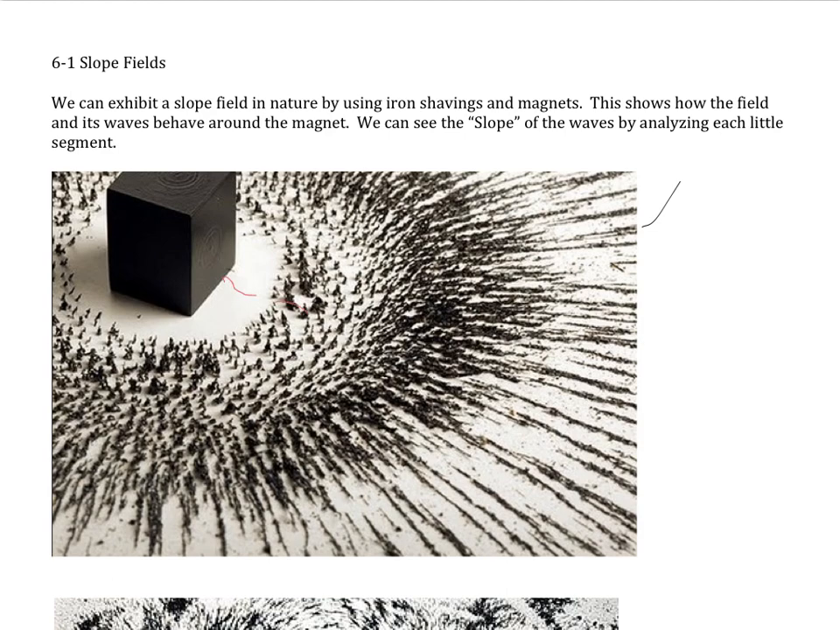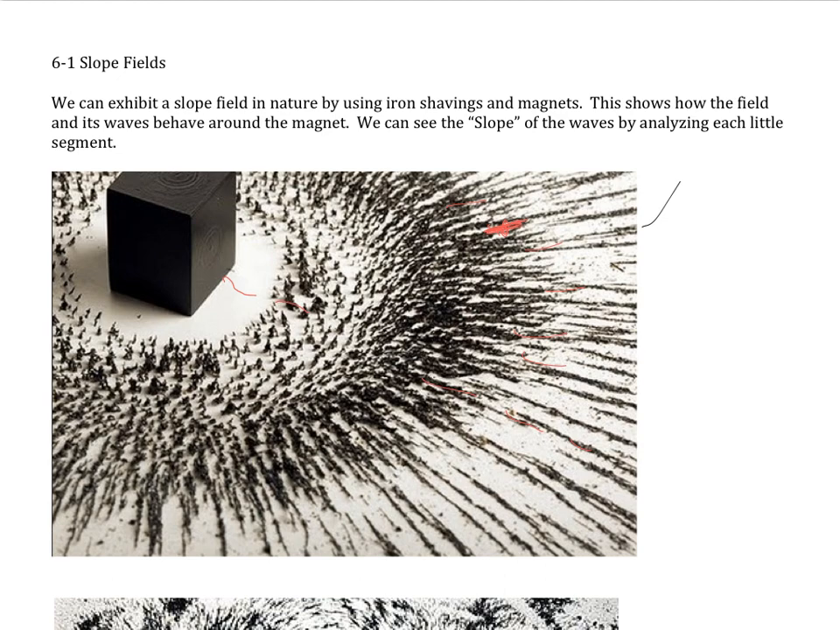And so how does it react? Well, it reacts by making these shavings all go in a certain direction. Now what I can do is find a particular point here and find the slope of what's going on at that particular point and see what the waves of this magnetic field are doing. That's kind of the idea of slope fields.